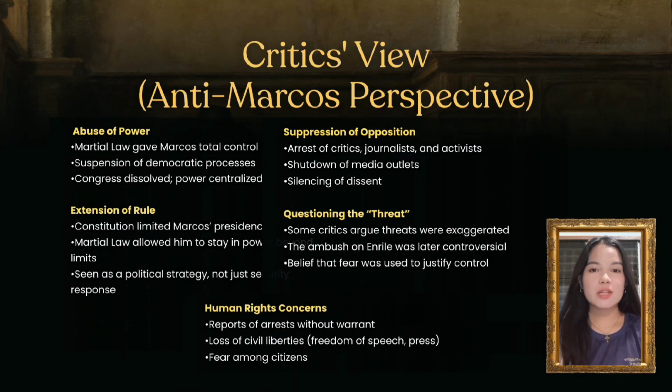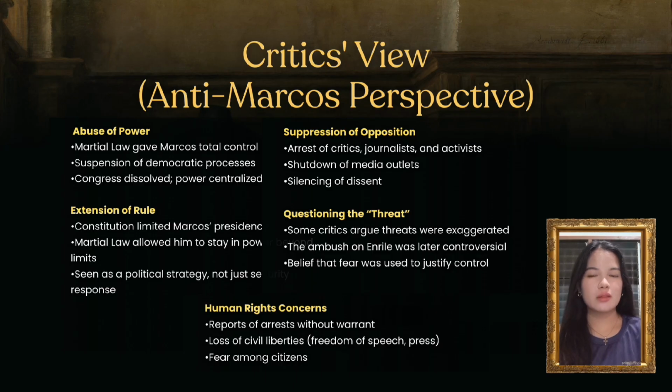Now that we've heard the government's justification for martial law, let's now look at the other side, the critic's perspective, which presents a different interpretation of the same event. From the critic's perspective, martial law under Ferdinand Marcos was not only about protecting the country, but also a way to consolidate power. First, many believed there was an abuse of power. When martial law was declared through Proclamation number 1081, most of the government's power became concentrated in Marcos. Congress was dissolved, and he was able to rule by decree. This weakened the system of checks and balances and limited democratic processes.